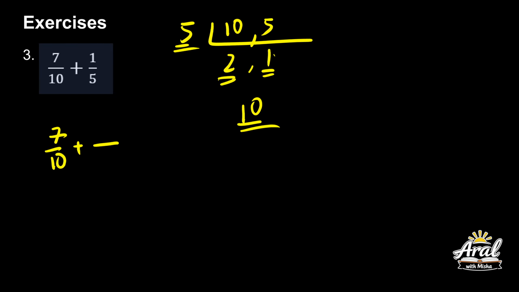In order to make 10, 10 divided by 5, that's 2. So that means that you multiply the denominator by 2. So numerator multiply by 2 again. So that's 2. 7 plus 2 is equals to 9. 9 over 10. So that's your final answer.